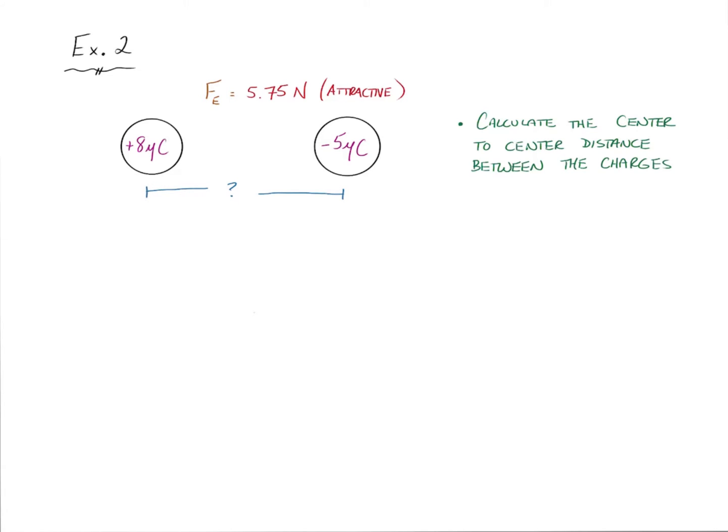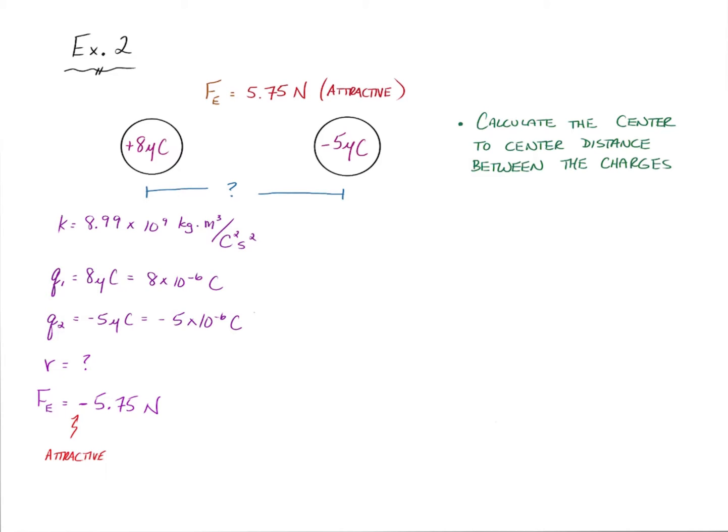So they want to know what the center to center distance between these two charges currently is, because there's only one center to center distance that will result in 5.75 newtons of force between these two. So much like we've done in our previous examples, we're going to first list out all of our given information. We know that K is always 8.99 times 10 to the ninth. 8 microcoulombs and negative 5 microcoulombs respectively are those values times 10 to the negative 6.